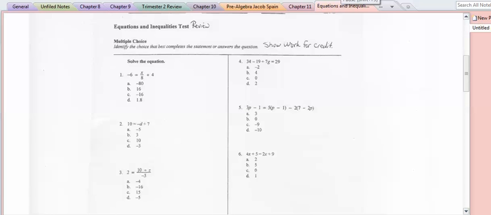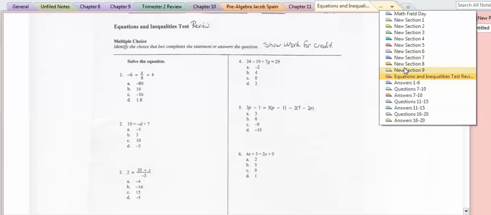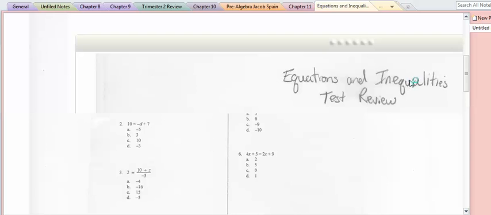Okay, today we're going to go over the test review for equations and inequalities. I'm going to go ahead and try not to talk too much. I'm going to do the work, and then I want you to look, and I will explain the parts that I think need to be explained. So first we're going to go through 1 through 6. So I'm going to go ahead and go to my answers 1 through 6.